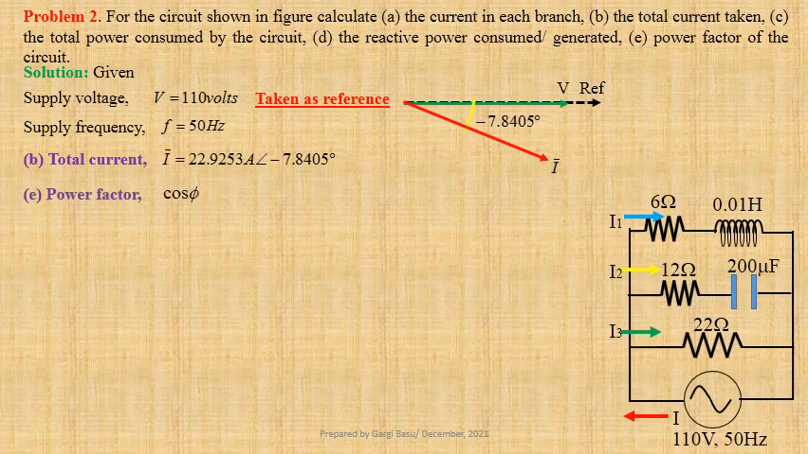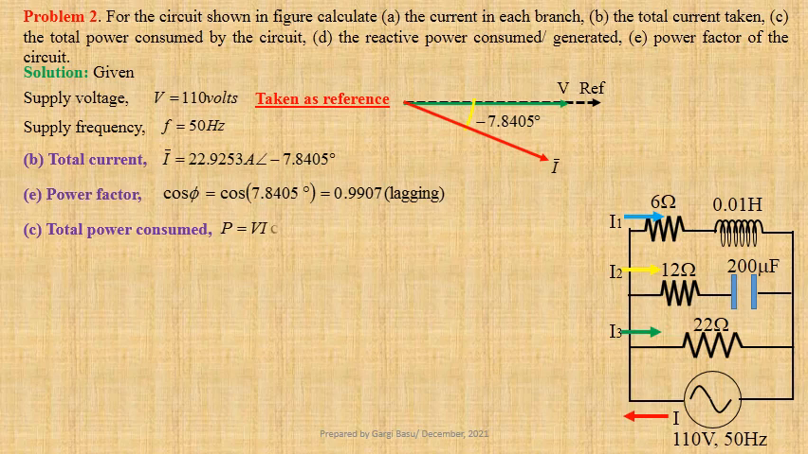Now we shall calculate power factor of the circuit. Cos phi equals cos of 7.8405 degree. That gives us 0.9907 lagging.